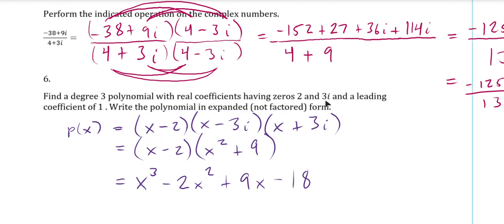If it has a 0 at 3i, it has a factor of x minus 3i. And its conjugate, minus 3i, will give us this term here of x plus 3i. To get our degree 3 real coefficient polynomial, we really just need to expand these terms. Expanding these two complex terms gives us a sum of squares. That's interesting. And then expanding it the rest of the way, we wind up with this polynomial here.